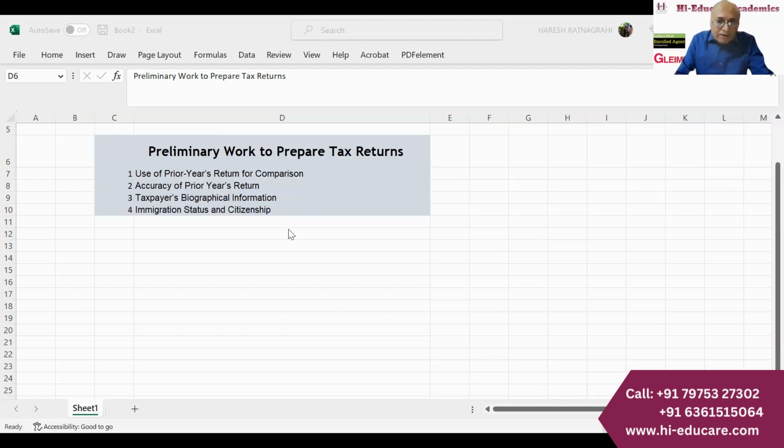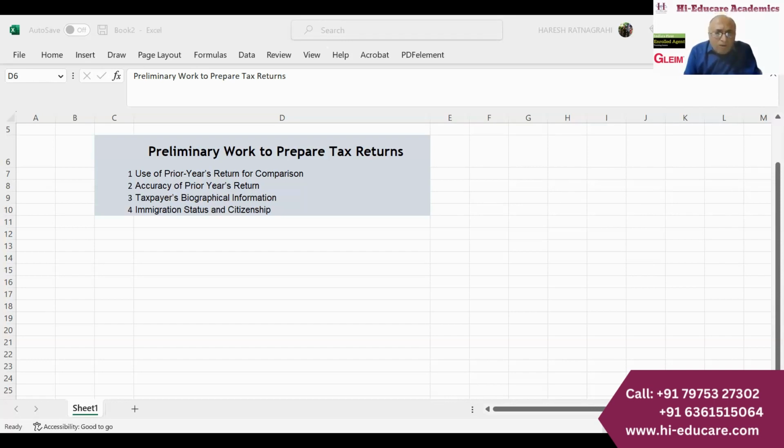You can see the Excel file here. This is our first topic, which is preliminary work to prepare the tax return. If you are a practicing chartered accountant, you must know what exactly you should do before you prepare the tax return. We use the prior year's return for comparison. This is very important, that we can leverage whatever the prior year returns say, so that this becomes very easy.